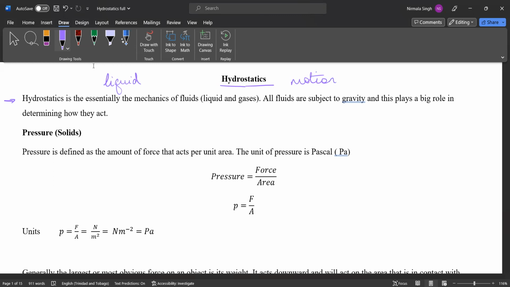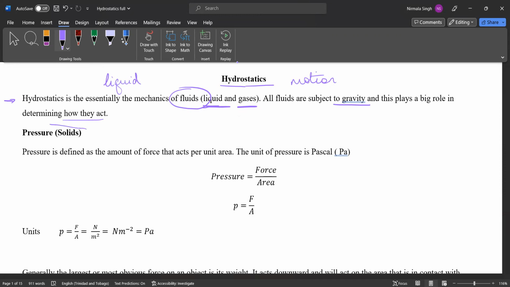Now, a fluid is categorized as a liquid and a gas, because when it comes down to the basic physics on liquids and gases, they're very, very similar to each other. So they're classified as one whole topic called fluids. All right, so reading on. All fluids are subject to gravity, and this plays a big role in determining how they act.